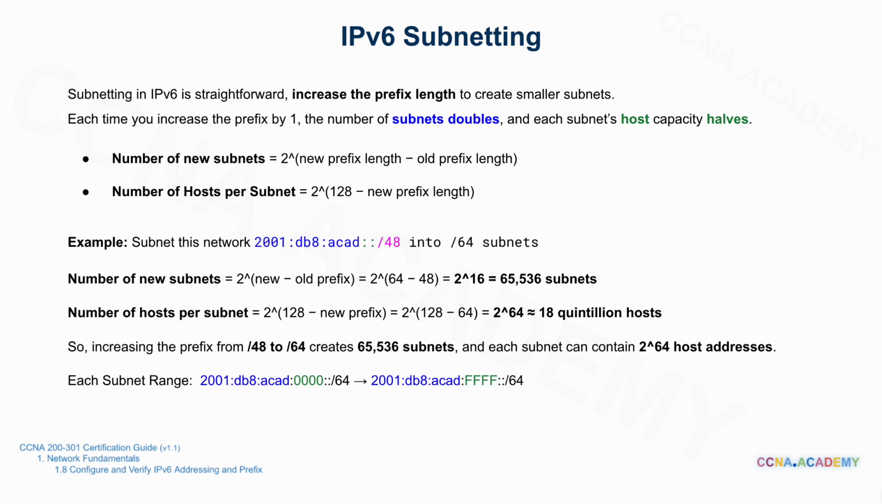Subnetting in IPv6 is simple. Just increase the prefix length. Each extra bit doubles the number of subnets and halves the number of hosts per subnet. For example, subnetting /48 into /64 gives 65,536 subnets, each with 2 to the 64th power possible hosts. That's about 18 quintillion addresses per subnet.